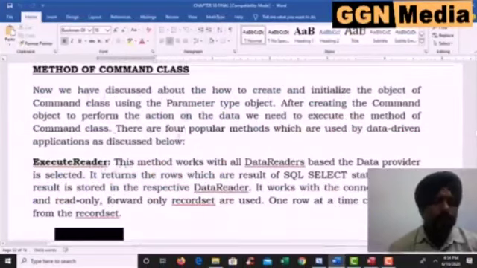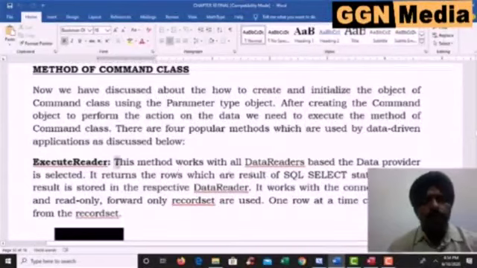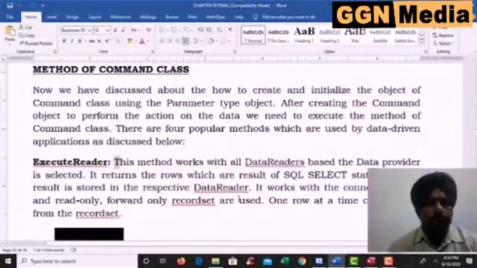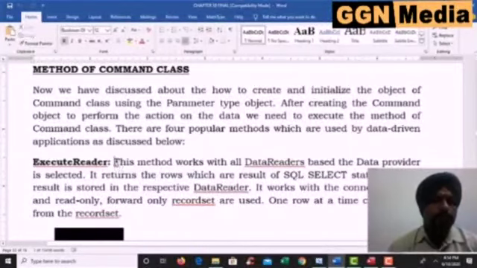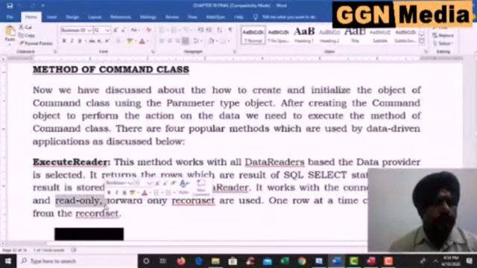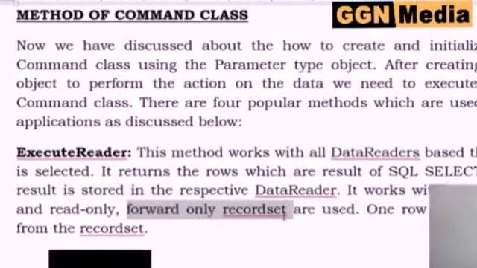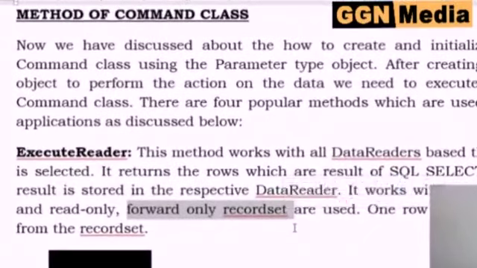So the first method is execute reader. This method provides the data that can be retrieved using the SQL statement. When we use this method, one thing you must remember is that this method works in the connected mode. Second, it is read only. You can't edit the data, you just read and display the data. And the last and important one is that it is a forward only record set.